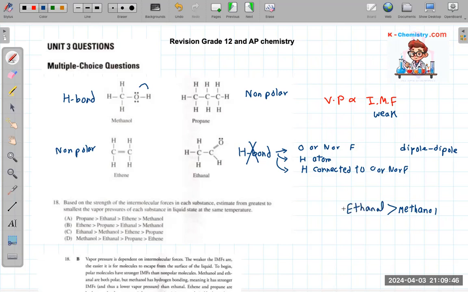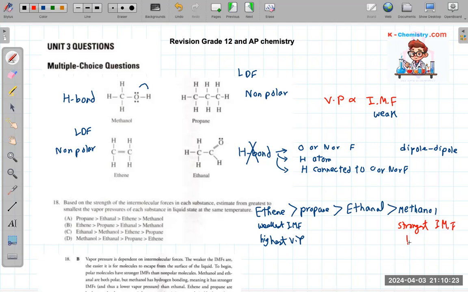And then I have propane and ethene. The propane contains more atoms and more electrons than the ethene, so it will have a stronger one. Both of them have LDF, but the LDF in the propane has more electrons and atoms. That's why it is stronger. And then the weakest one is the ethene, which means it has the weakest intermolecular forces, which means it has the highest vapor pressure. And this one has the strongest intermolecular forces of attraction, which means it has the lowest vapor pressure.